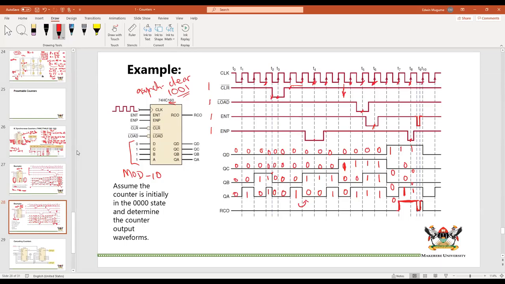And then at this count, we find that everything is 1111, meaning that we can go back to zero. So this is 0000, and RC note also goes back to zero. Okay, so that's essentially how that works.